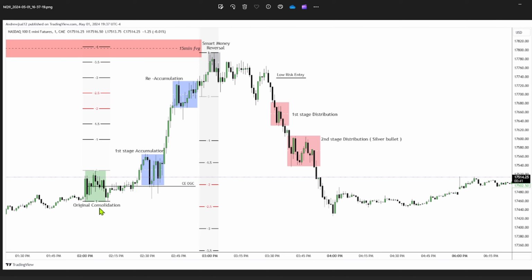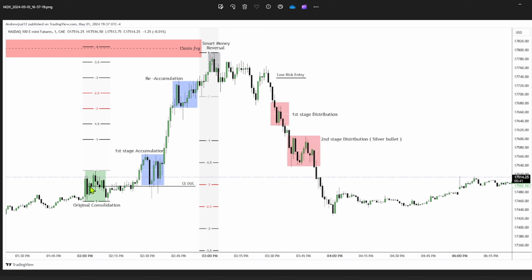You have your original consolidation, right? We have this box from 2 to 2:10, right? We create this range in here. Price messes around in here with the news. We manipulate higher, lower, right? Taking both sides of the market here, right? Inducing sellers with this gap, buyers with this gap, back and forth until we finally move higher.